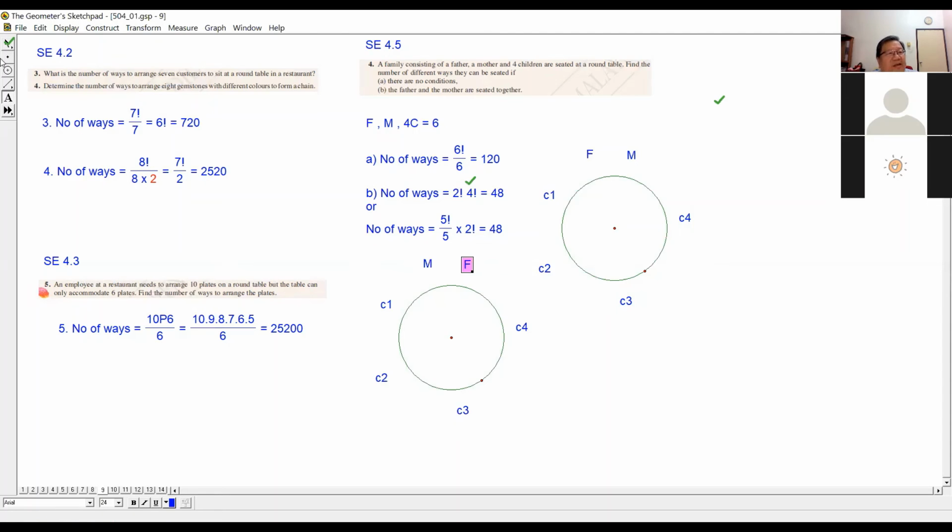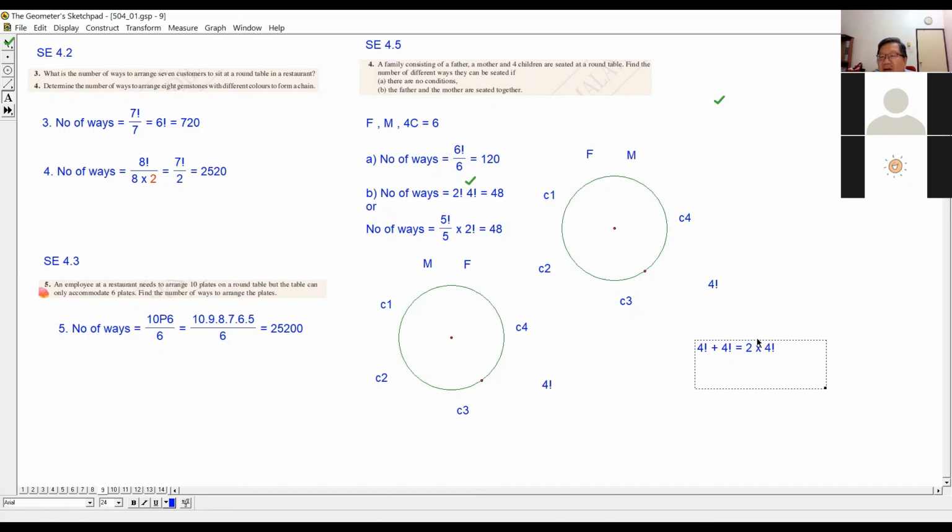So in this case, here will be 4 factorial. These 4 children seated here, it will be 4 factorial. Okay, then the mother, father, they fix this way. Then another way will be the mother sit on the right side, father on the left side, right? So this one also 4 factorial. So the total number of ways actually is 4 factorial plus another 4 factorial, and that will be 2 times 4 factorial.